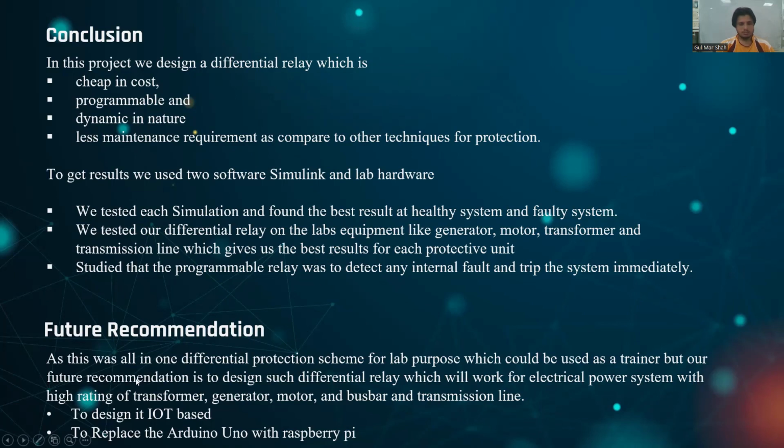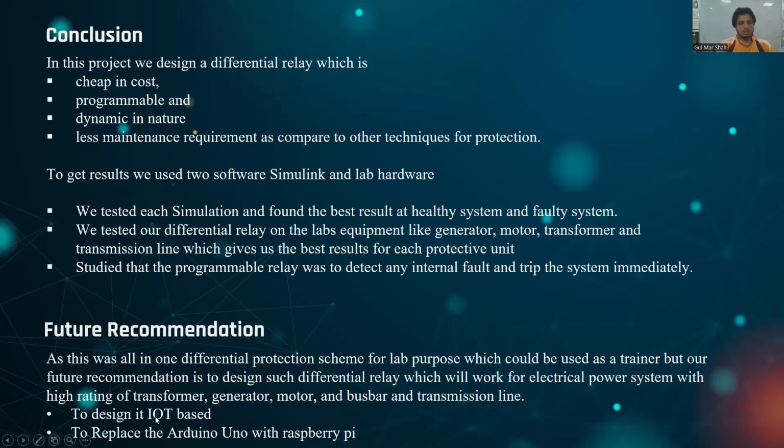In future recommendation, as this was an all-in-one differential relay scheme for lab purposes only, which could be used as a trainer, our future recommendation is to design a differential relay capable of protecting high-rated equipment, because this relay is only for lab purposes where we use low voltages and low currents. A relay which is dynamic and programmable, and could be used for protection of different equipment in the power system, will be designed, but for high ratings.